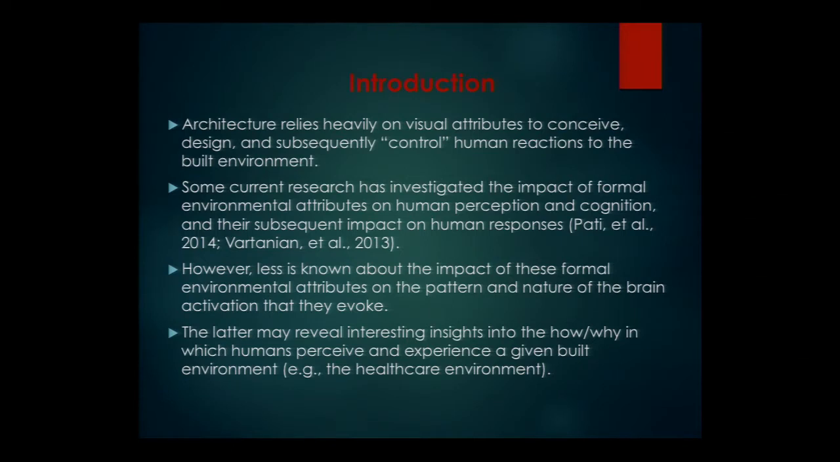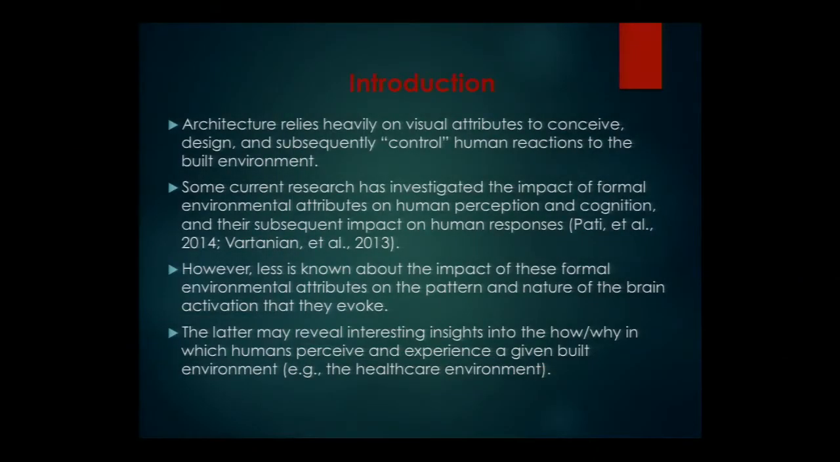So basically, architecture relies heavily on visual attributes to conceive, design, and control human reactions to the built environment. Now, some current research has investigated the impact of formal aspects of that environment in terms of human perception and cognition, the idea being that we have, you being architects, me being neuroscience, some sort of seat-of-the-pants notion about what works and what doesn't.